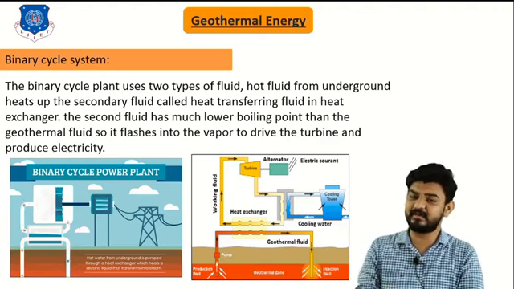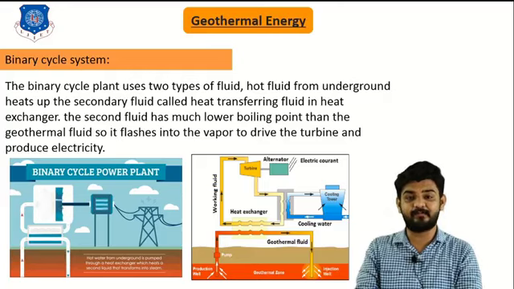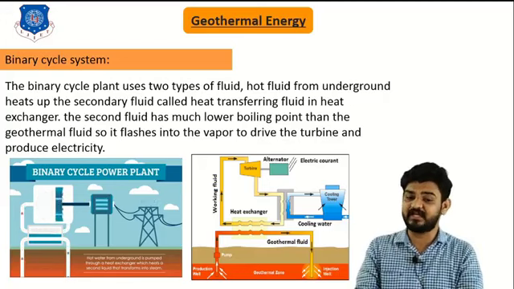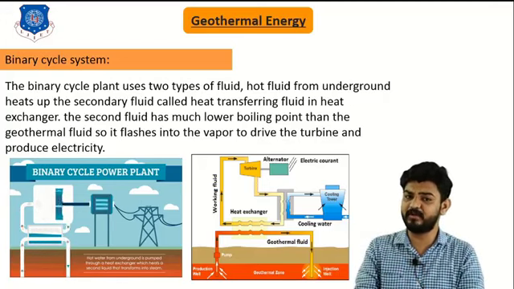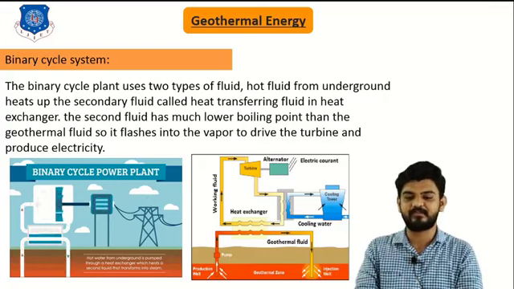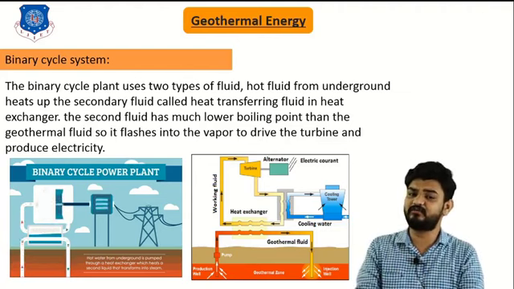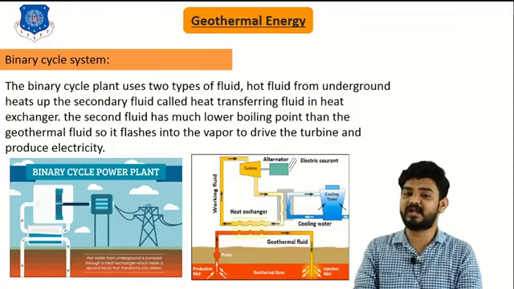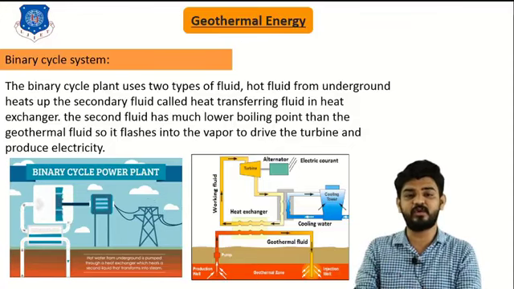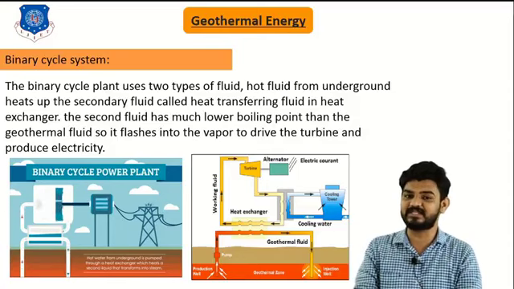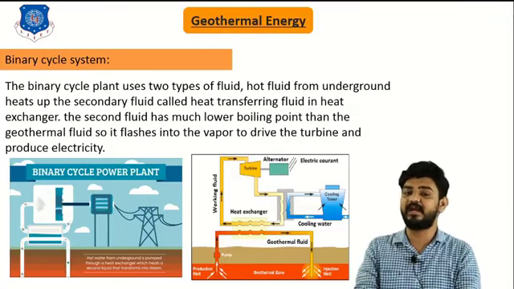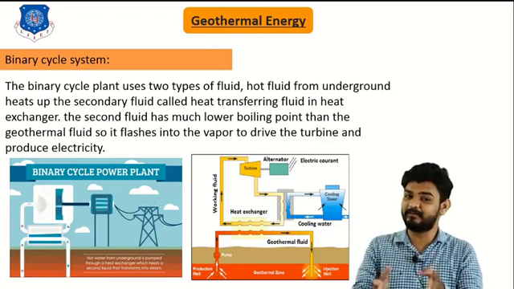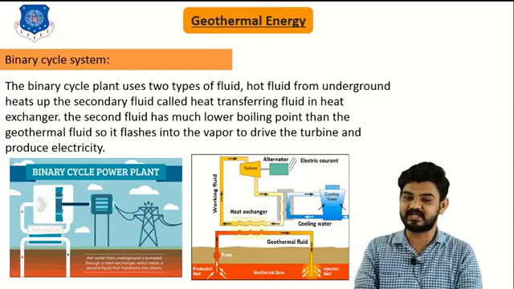In this image, you can see a typical diagram of a binary cycle system, where we extract hot geothermal fluid from the production well. This hot geothermal fluid is pumped through the heat exchanger, where it transfers heat to the organic fluid, which is then sent to the turbine section, where it runs the turbine and rotates the generator. This generator shaft cuts the electromagnetic field and produces electricity.